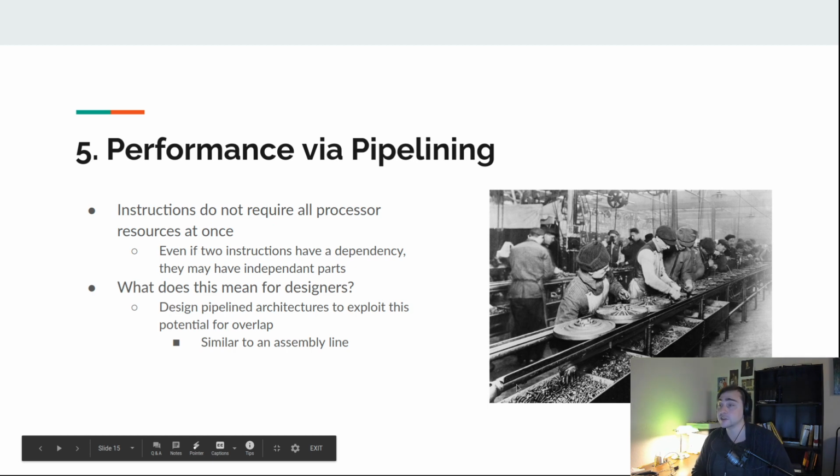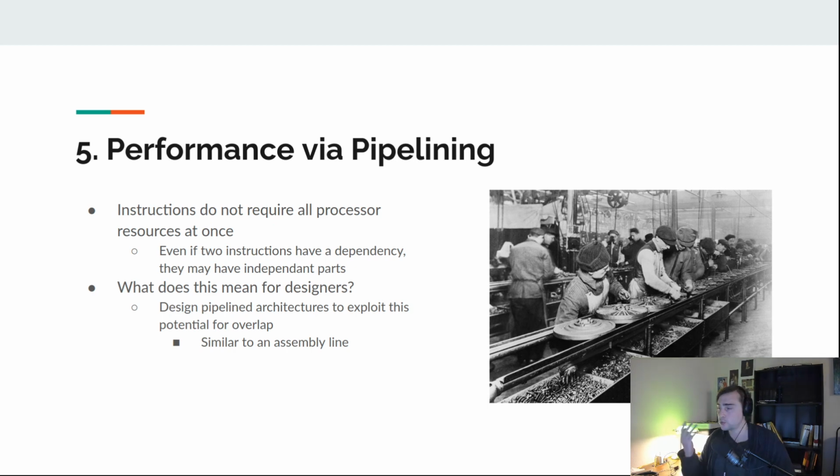Next, we have this idea of performance via pipelining. When we're executing instructions, one instruction doesn't require all of the processor's resources at once. Even if 2 instructions that are back to back have a dependency, they may have independent parts. So for example, if we're adding 2 numbers together and we're going to use that result in the next addition, there still might be independent parts of the execution of those 2 instructions.